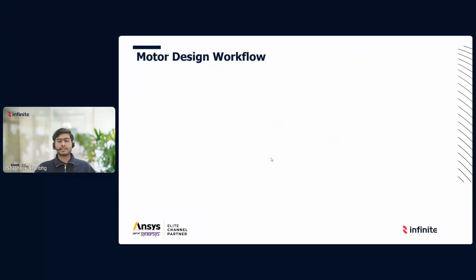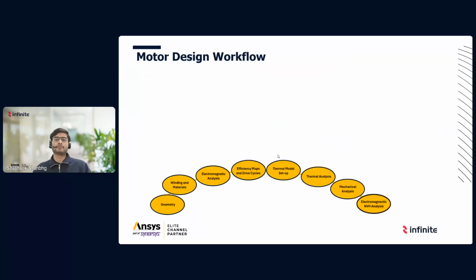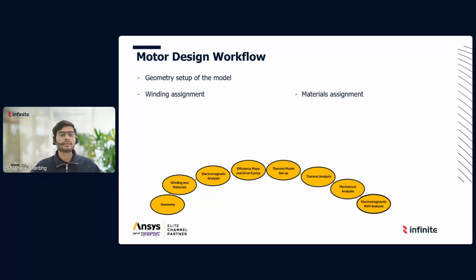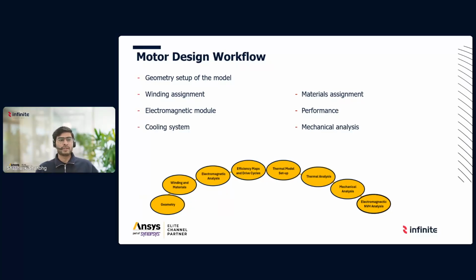So, motor design workflow. So here you can see the rough workflow that you will be using, and this will guide you through the whole motor design procedure. And by that I mean that you start with a geometry setup of the model. This is how you usually start, and then you go on to the winding assignment, the material assignments, and once you have done these things, you go to the electromagnetic simulations, and you see the performance of the machine, how it's behaving, and then after checking the performance, you see some differences, or you go back and tweak some parameters.